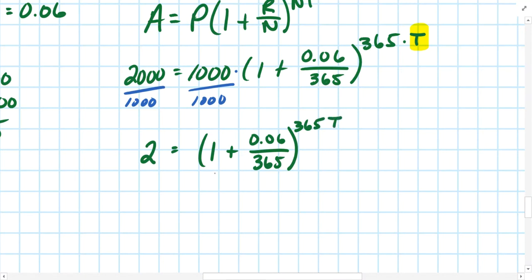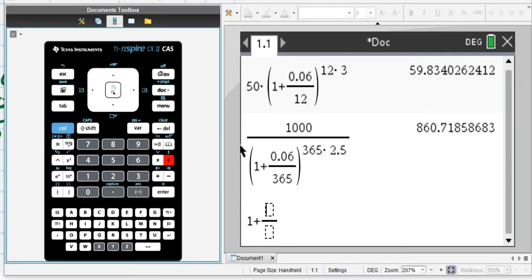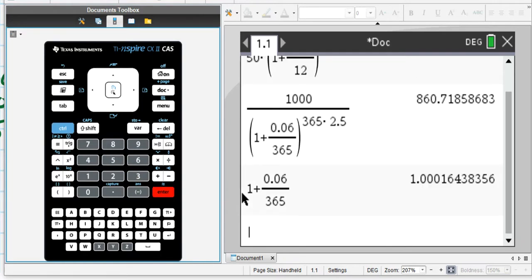Now I also want to point out that this number inside the parentheses can be simplified to a single value too. That might make our work with the logarithms in just a moment a bit easier. So I'll go to the calculator and we'll type 1 plus 0.06 divided by 365. And we see 1.00016, and that's going to round to 1.0002.